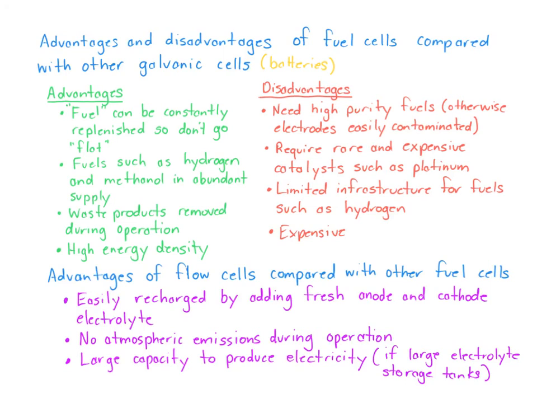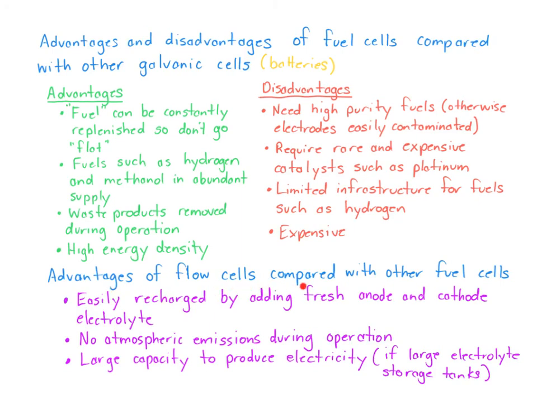There is also limited infrastructure for fuels such as hydrogen at the moment. We can't just go and buy hydrogen from a service station and so on. Because they're a new technology, they're still relatively expensive compared to combustion engines that run in cars. So that's another issue with them. So that's our advantages and disadvantages of fuel cells compared with other galvanic cells.